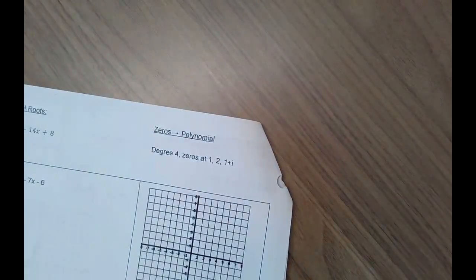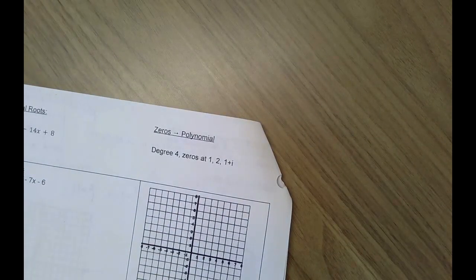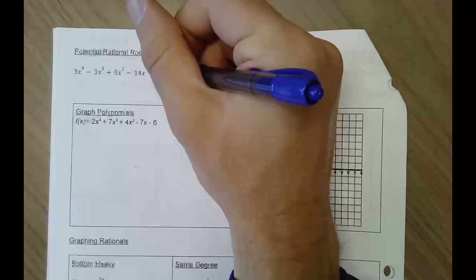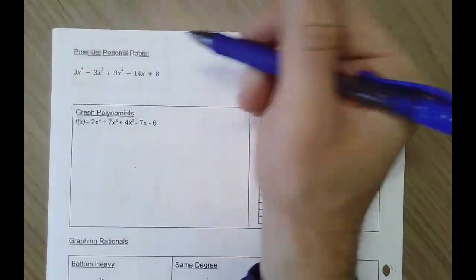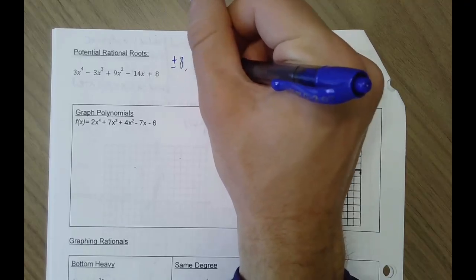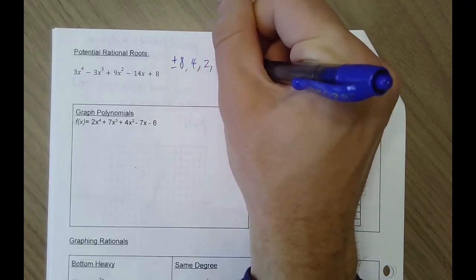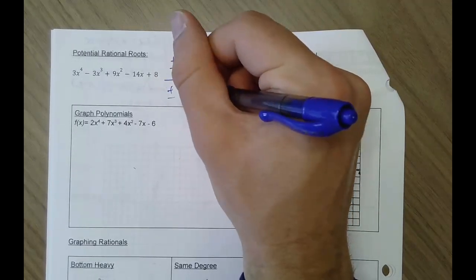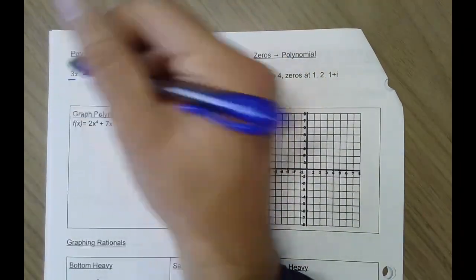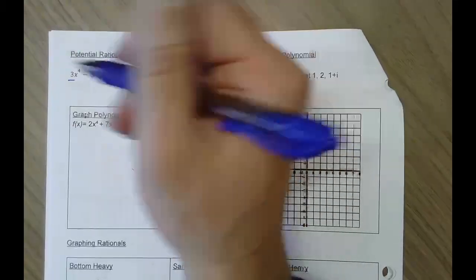Okay. All right. Potential rational roots. The potential rational roots are all the factors of the constant term divided by all the factors of the leading coefficient. So we'd have plus minus 8, 4, 2, and 1 on top, and then denominator plus minus 3 and 1. That would be all the rational roots. So it's factors of the constant divided by factors of the leading coefficient.